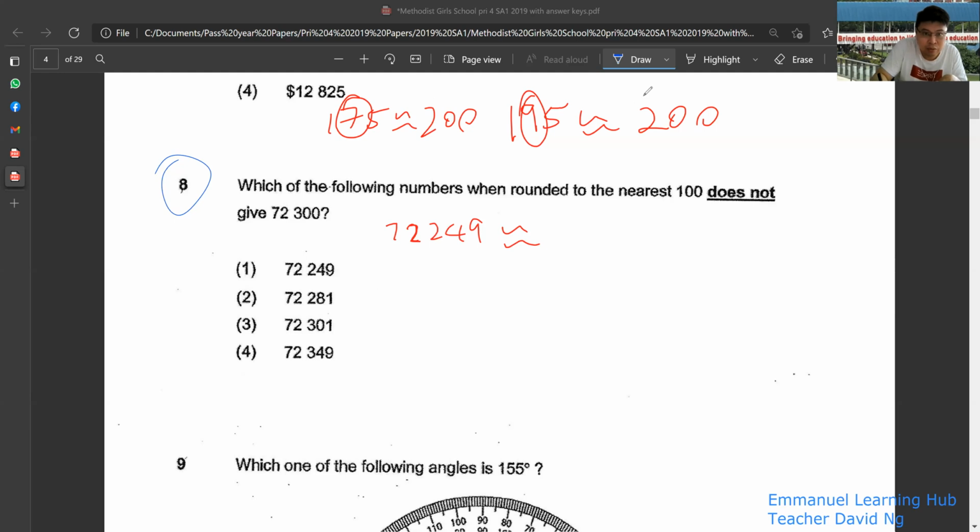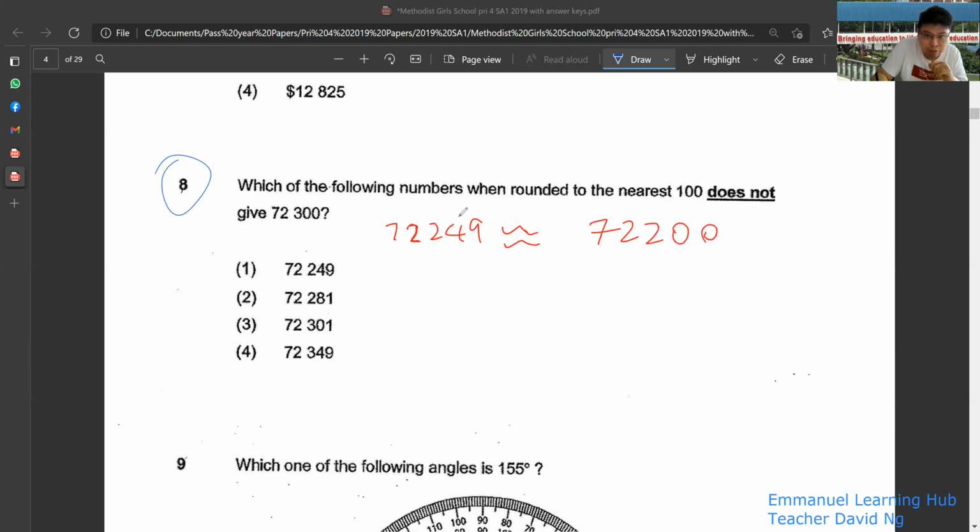You get it now? Okay, so this one, you round off to the nearest 100, what's the answer? 72249 equals 72200. Because 4, I round off to 0, 0. So this one is 72200.